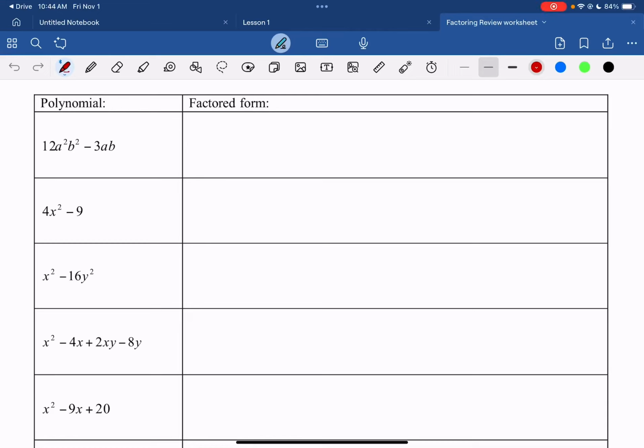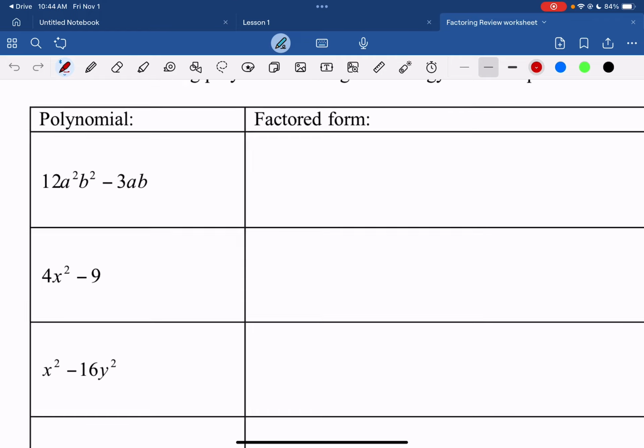All right, here's our review for our factoring. And the way you're going to use this film is to fast forward to check your answers on your review sheet. And if you get it incorrect, you're going to rewind it so that you can see the whole problem and then move on to the next one. All right, let's take a look at this first one.